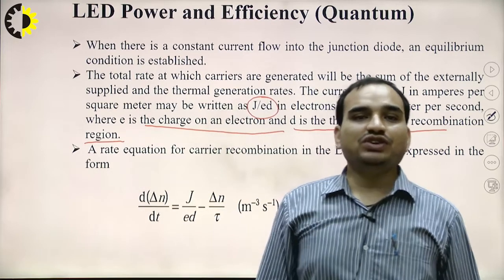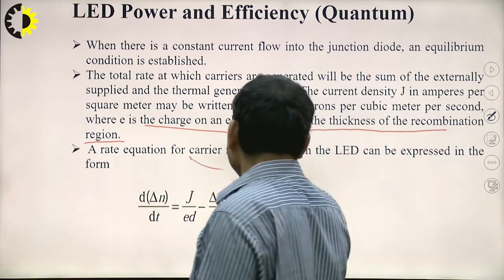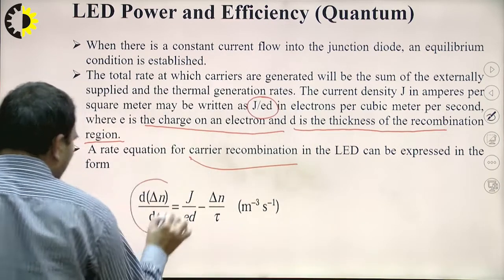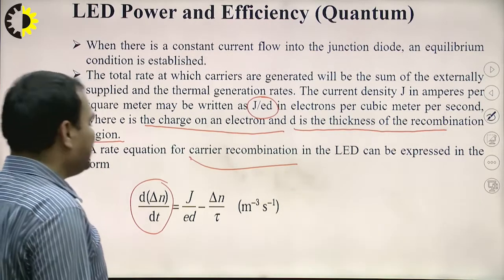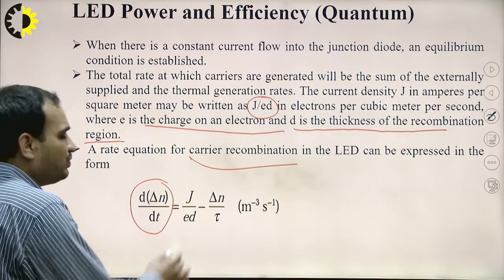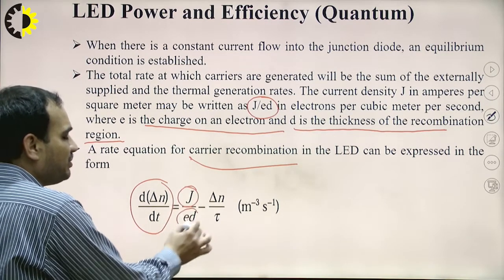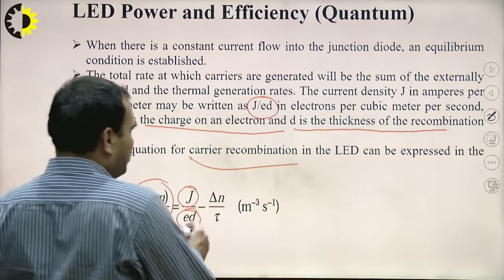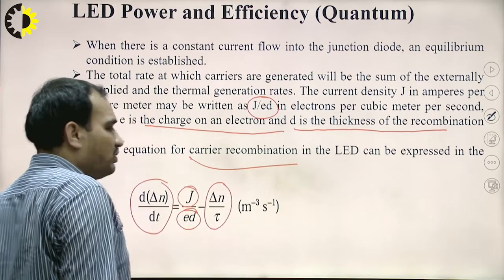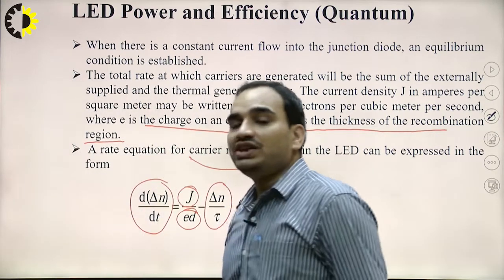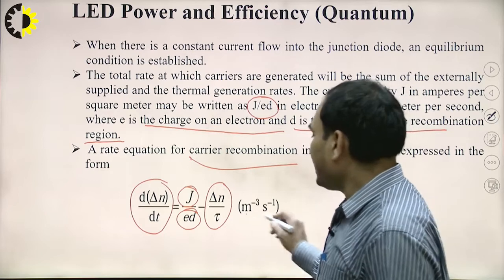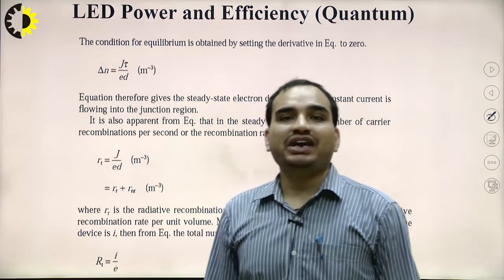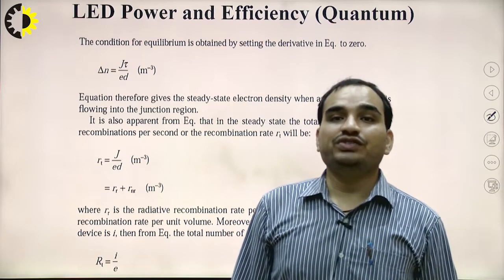The rate equation for the carrier recombination in the LED can be expressed as the rate of change of the electron density, d(delta n) by dt, equals the current density J divided by the charge of the electron e and the thickness d, minus delta n by tau, with unit per cubic meter per second. The condition of equilibrium is obtained by setting the derivative in the equation to 0.